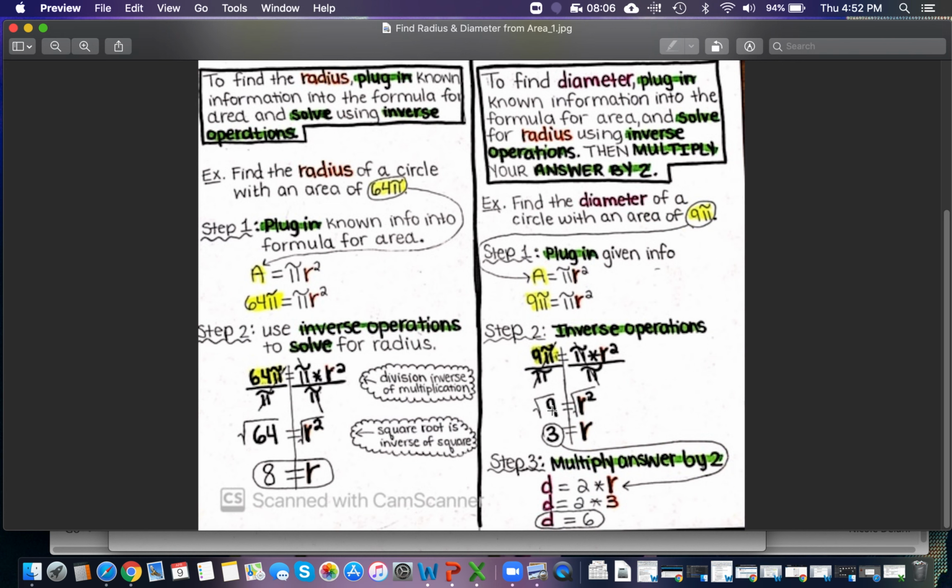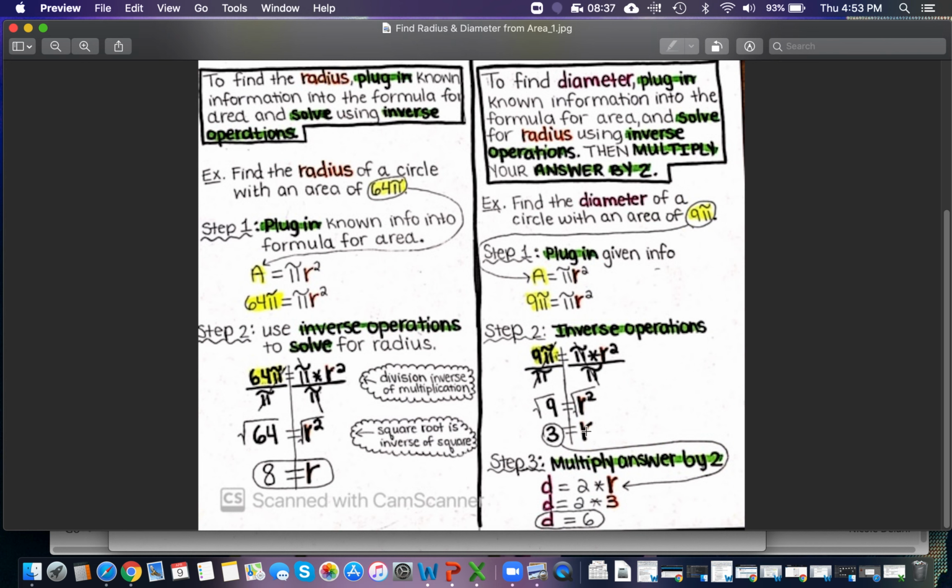Now again, I don't want to know what the radius squared is. I want to know what the radius itself is. So the opposite of squaring a number is to take the square root. If I take the square root of each side, that cancels out and I'm left with radius. And the square root of 9 is 3. Now, a lot of people may stop here, but we have to remember our original problem asked us to find the diameter. So that's why we still have that one last step to do.